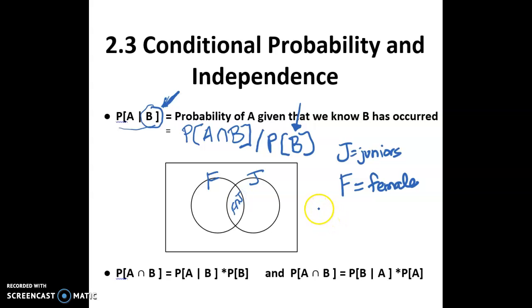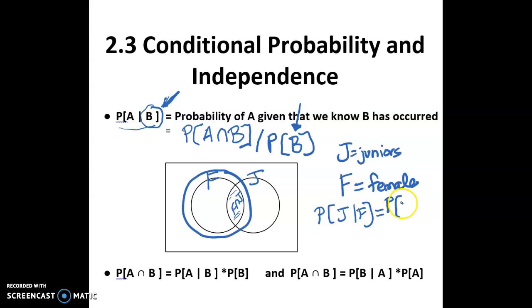If we wanted to find the probability that someone was a junior given they were a female, let's just think about it. We know they're a female, so that restricts us to just being inside this circle. So we want to know the probability they're a junior given they're inside that circle. Well, the only juniors in that circle are in the intersection. So what it does is it just changes the sample space.